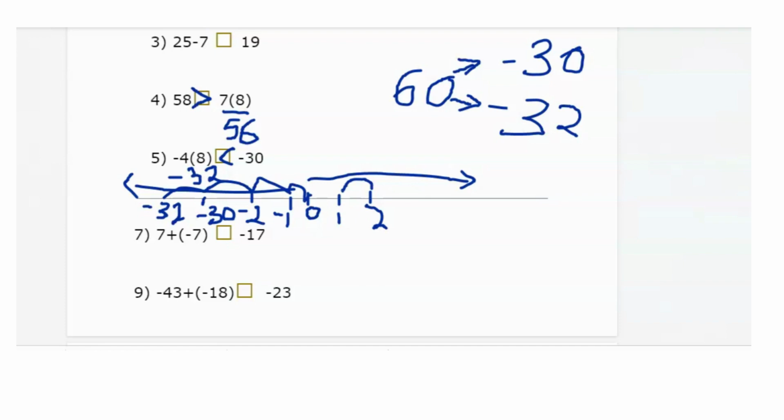This is the next question. 7 plus -7. Like I told you, whenever you see negative and positive in the same place, negative always wins. So here it is saying 7 minus 7, which is 0. So 0 and -7. From this, which one is bigger? 0 is bigger than -7.